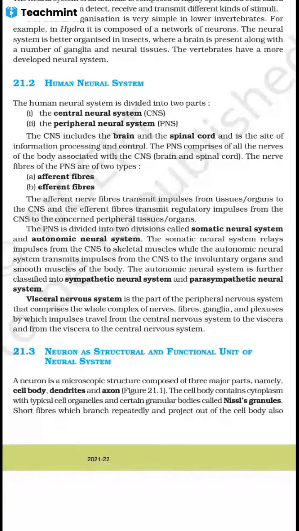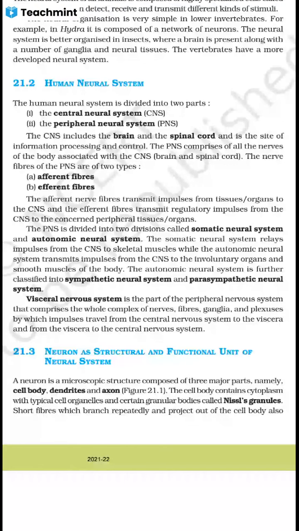So, a neuron that we have read. Neuron is a microscopic structure which helps in transmitting the signals from one point to other, right? Now this neuron consists of three major parts. First one is your cell body. Now the cell body contains typical organelles like nucleus and certain granular bodies.